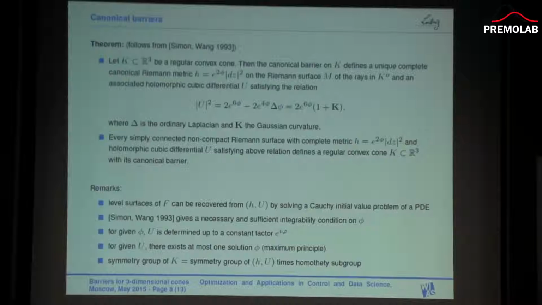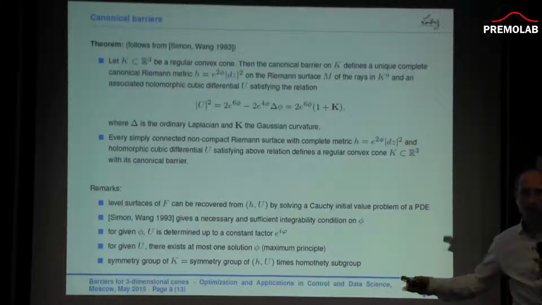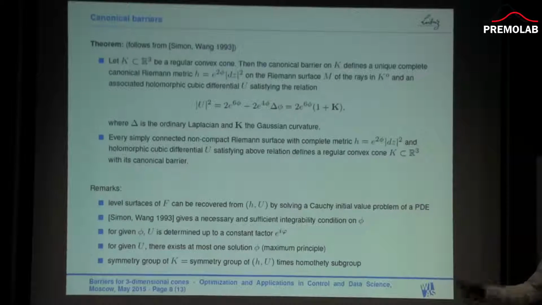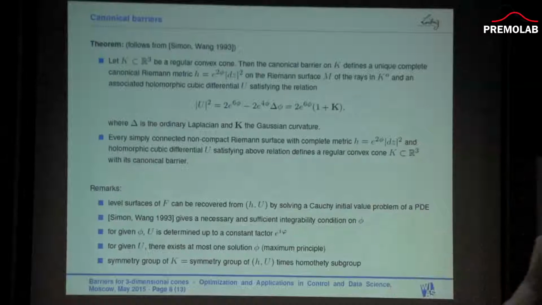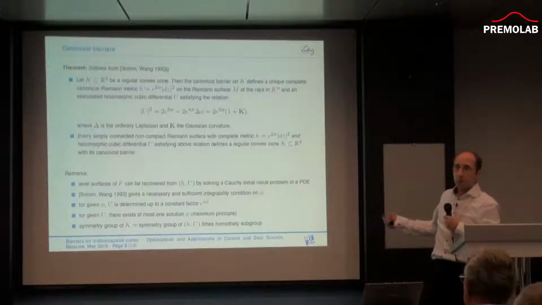And then it's interesting to see what the correspondence is. So you can give the cone and the barrier, but you may also give the metric and the holomorphic function and then ask yourself, well, what is the cone which corresponds to this pair? And what is the barrier parameter?